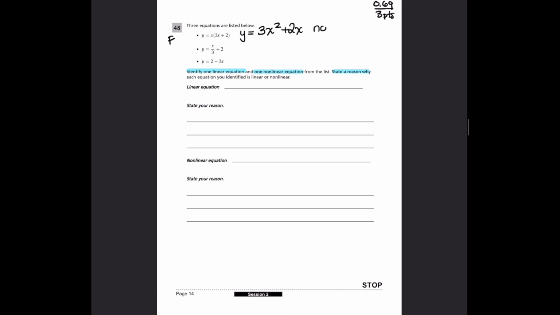So I already know this is nonlinear because my x over here is to the second power. That's nonlinear. If my x is to the first power, it would be linear, but this makes it nonlinear. So I'm going to jot this down.